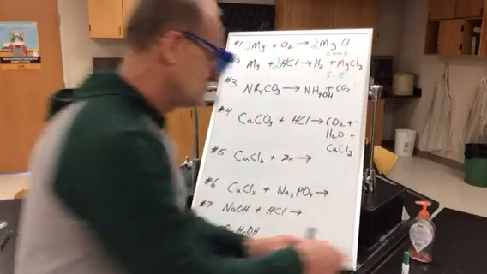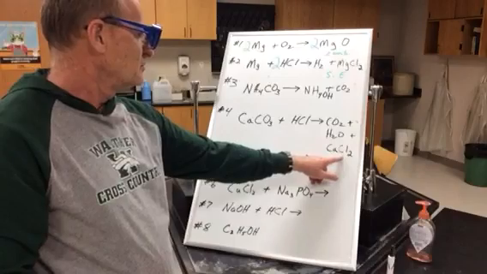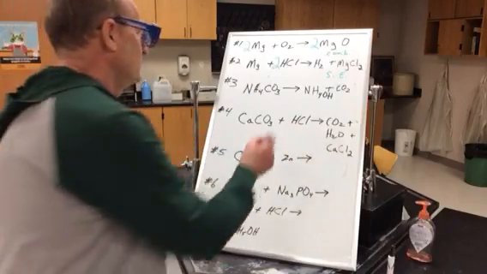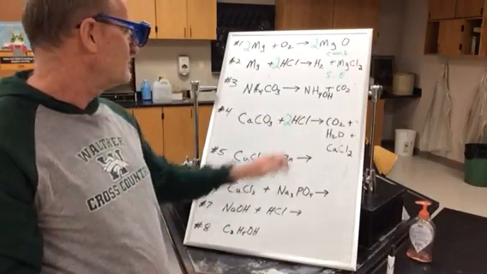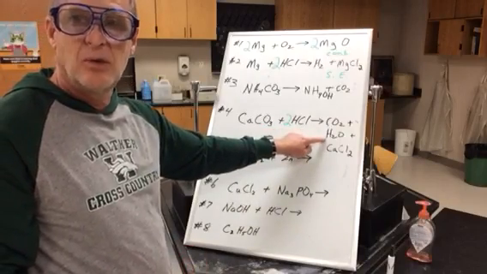So how do we balance it then? I have 2 Cl's, so how do I get that to balance here? I have to put a 2 in front of the HCl, right? And that gives me 2 H's, which was what I needed to make the water, right?